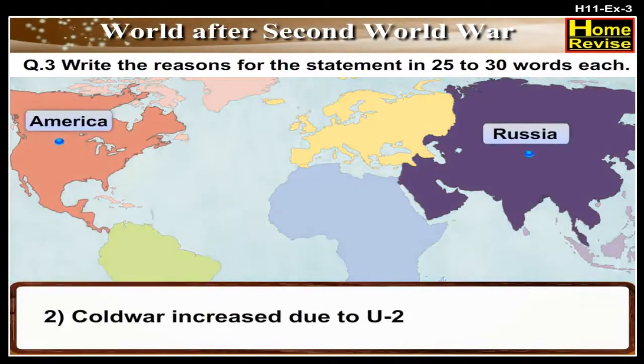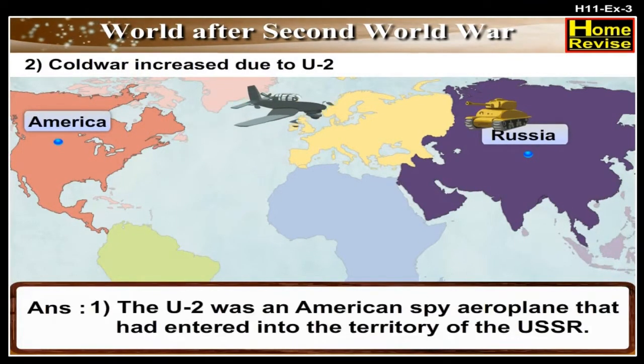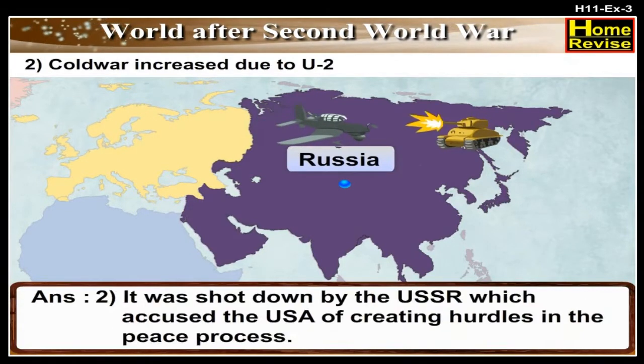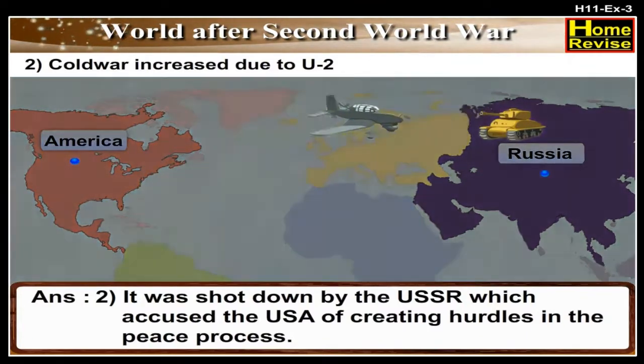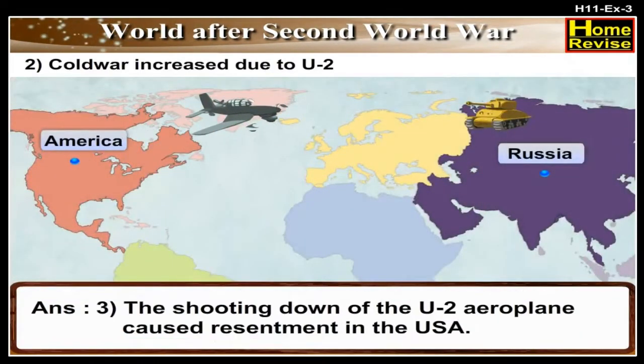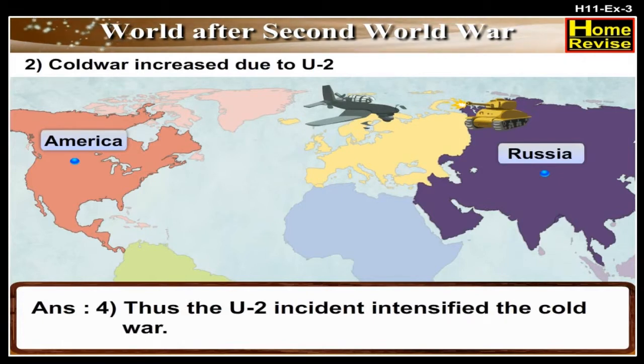Number 2. Cold War increased due to U2. Answer. The U2 was an American spy aeroplane that had entered into the territory of the USSR. Number 2. It was shot down by the USSR, which accused the USA of creating hurdles in the peace process. Number 3. The shooting down of the U-2 aeroplane caused resentment in the USA. Number 4. Thus, the U-2 incident intensified the Cold War.